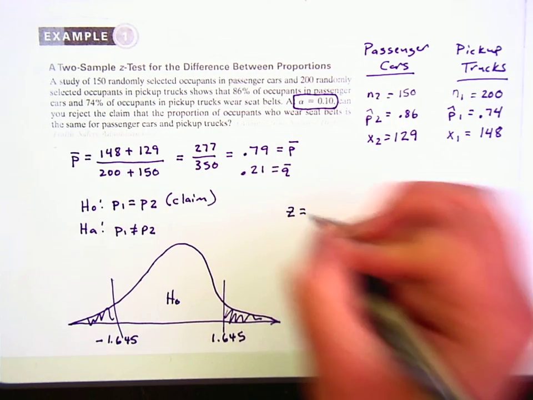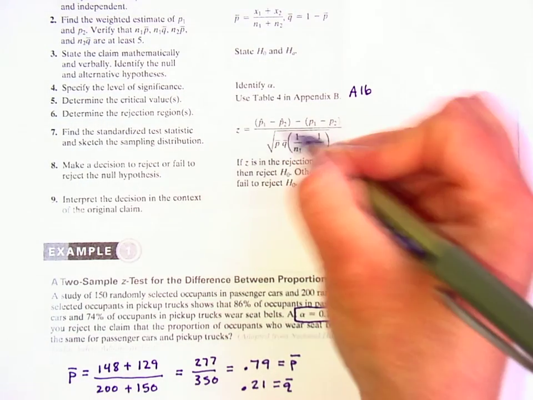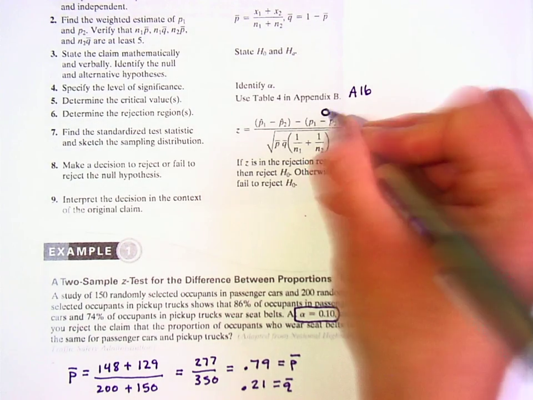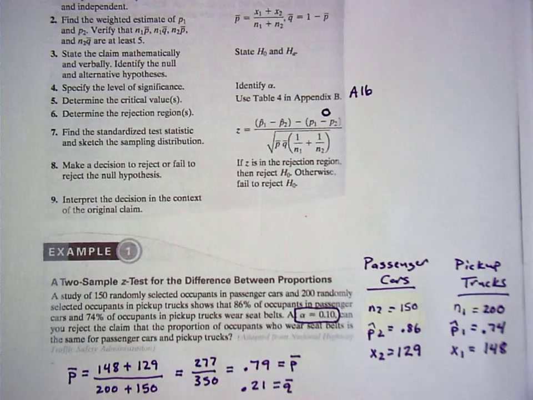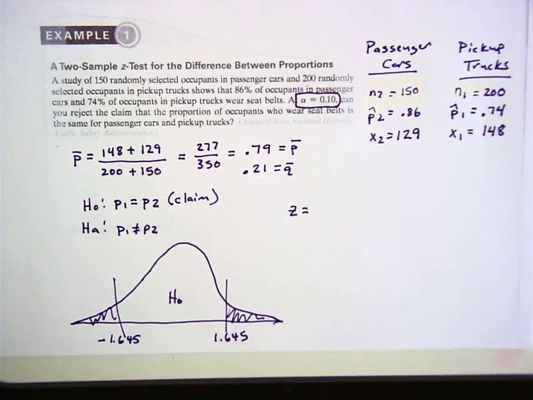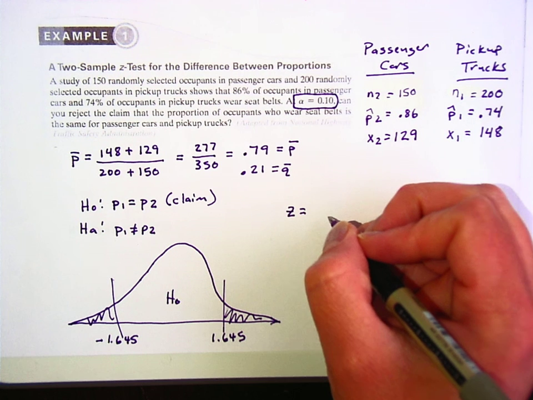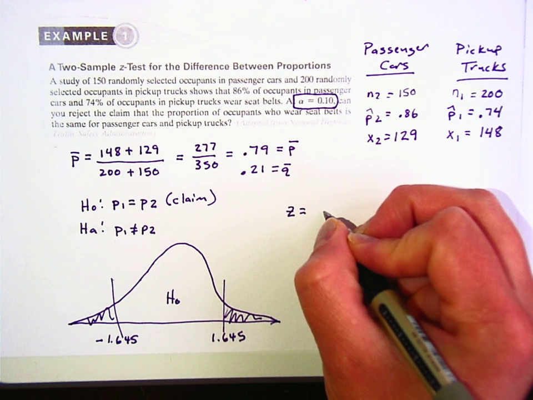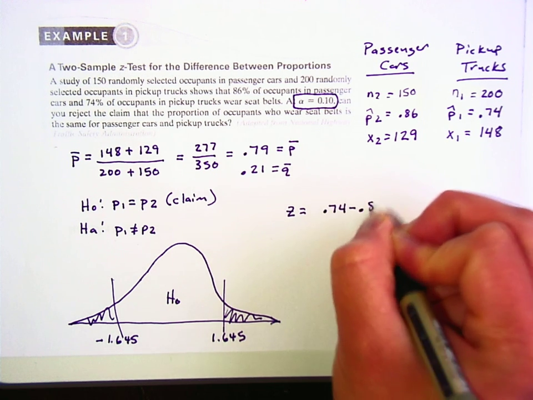Now we're going to do this horrible formula right here, which is p hat 1 minus p hat 2 minus p1 minus p2. Remember, we're assuming that that's 0, so that part's just 0. And then all that nonsense on the bottom. So let's try it down here. So first thing we need is p hat 1 minus p hat 2, which is 0.74 minus 0.86.